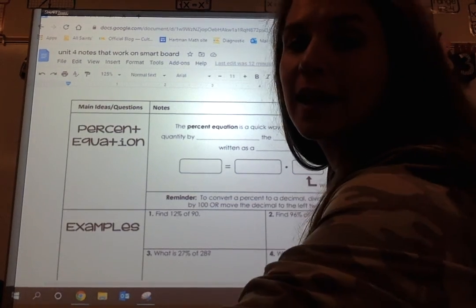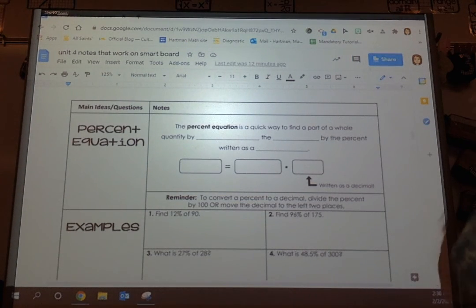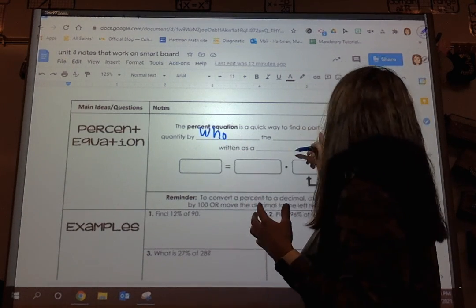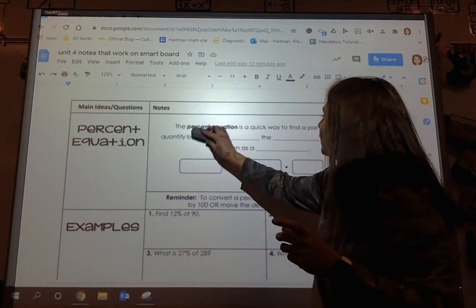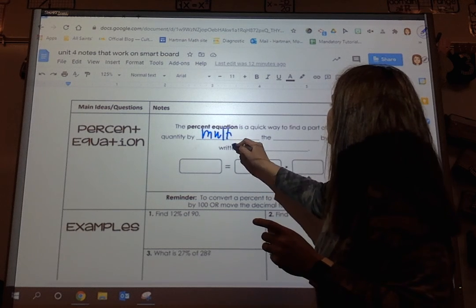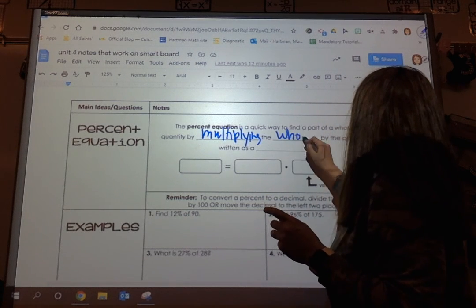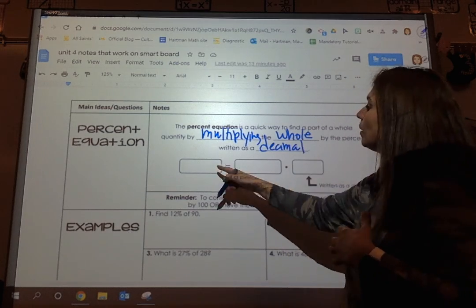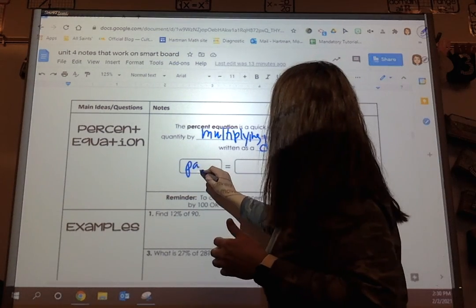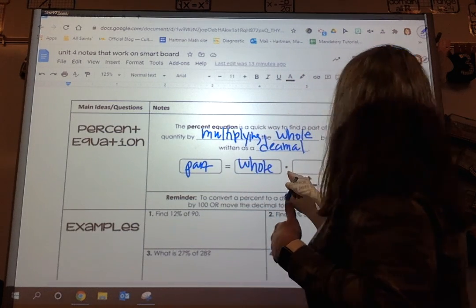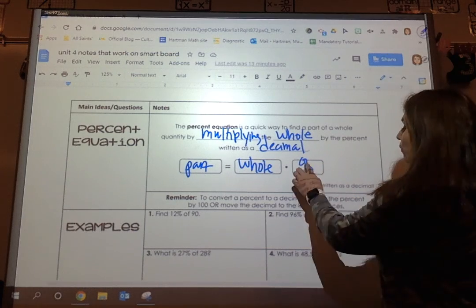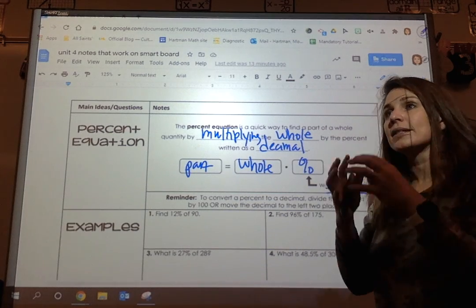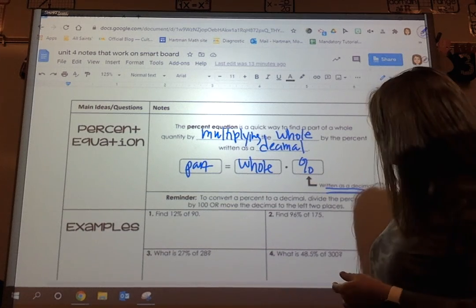So the percent equation is a quick way to find part of a whole quantity by multiplying the whole by the percent written as a decimal. Okay, so what does that mean? Well, it means if I have part, it is going to equal the whole times the percent, but I have to turn this percent into a decimal, right? You can't put percent into your calculator. So you always have to write it as a decimal so that we can put it into our calculator. That's the reasoning that we have there.